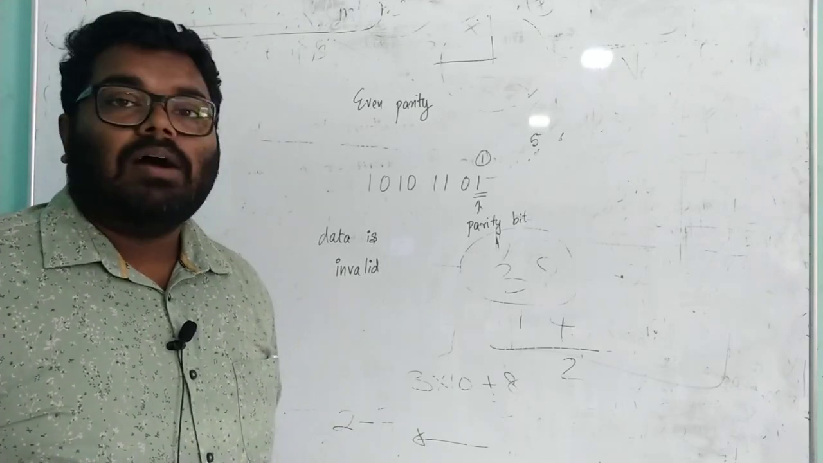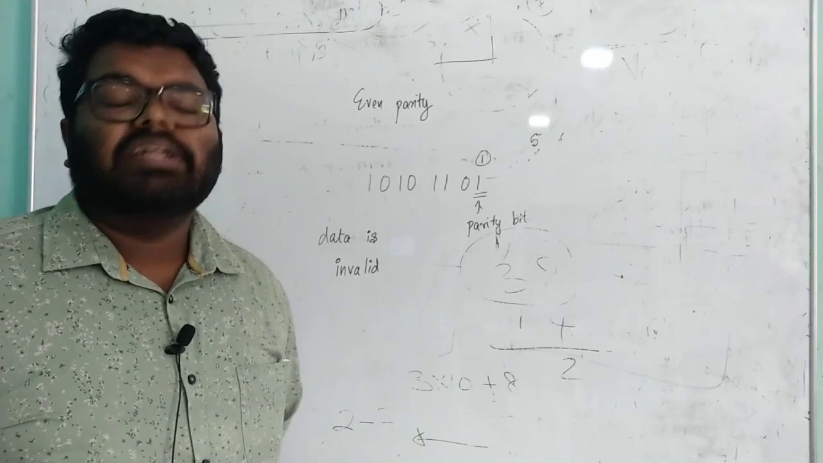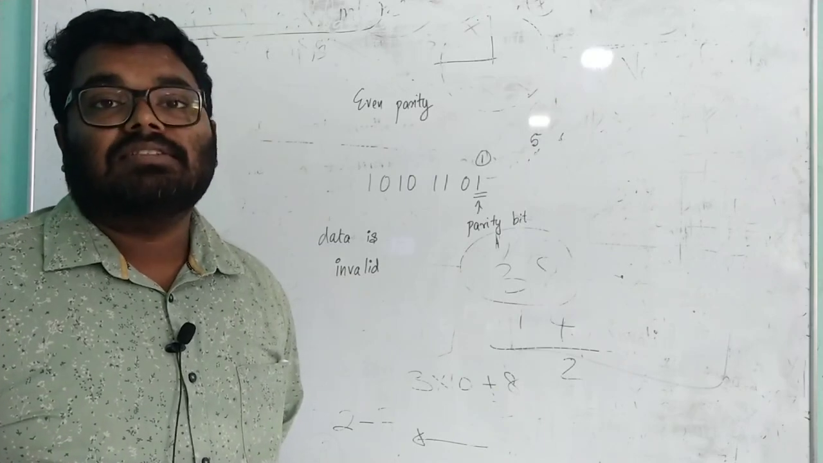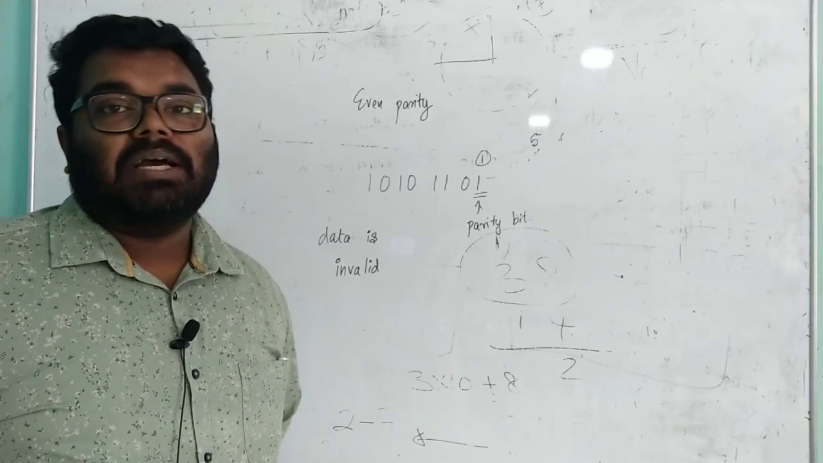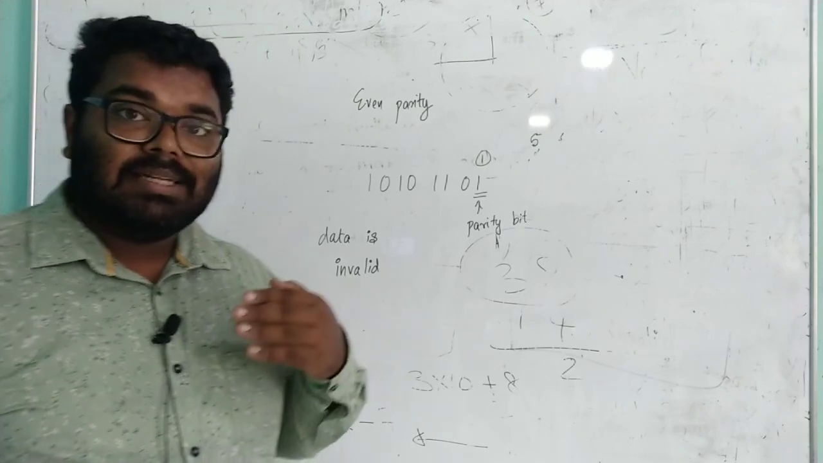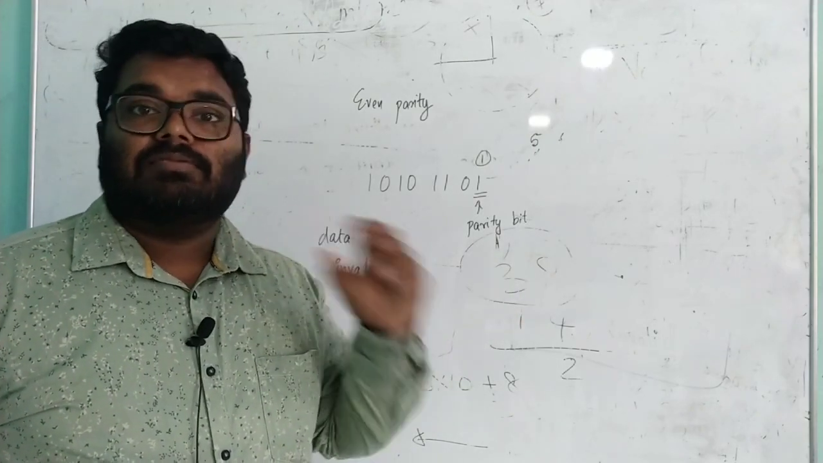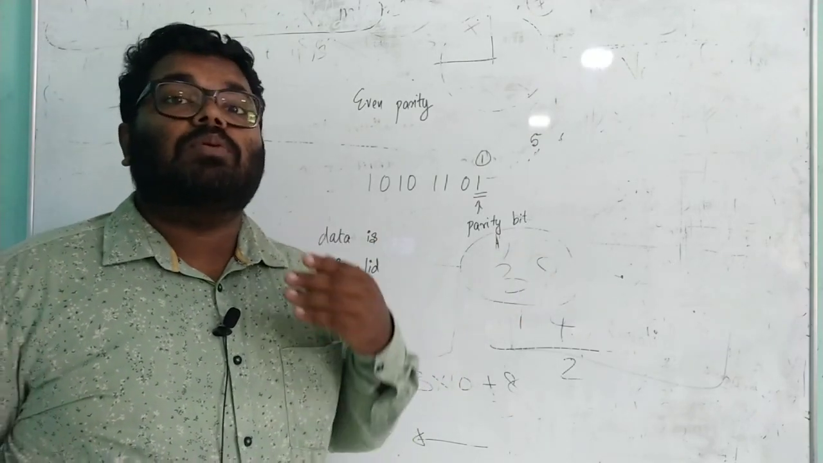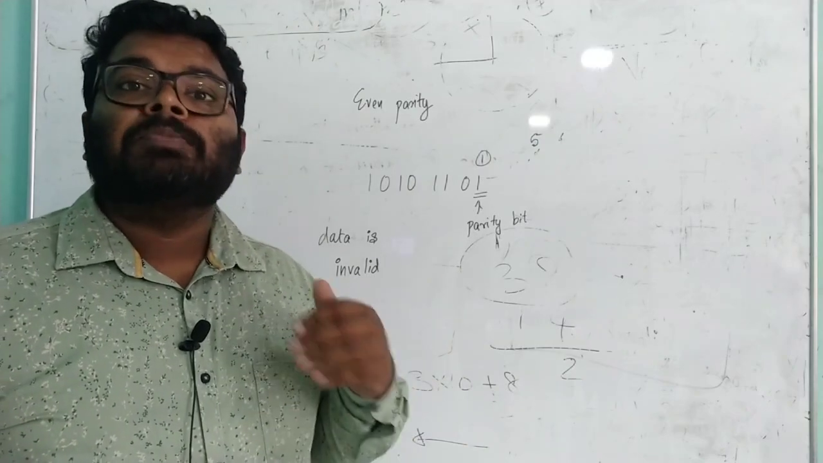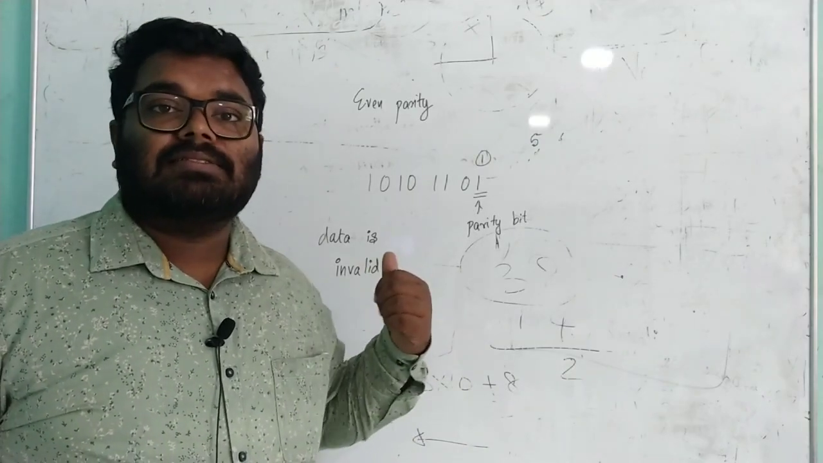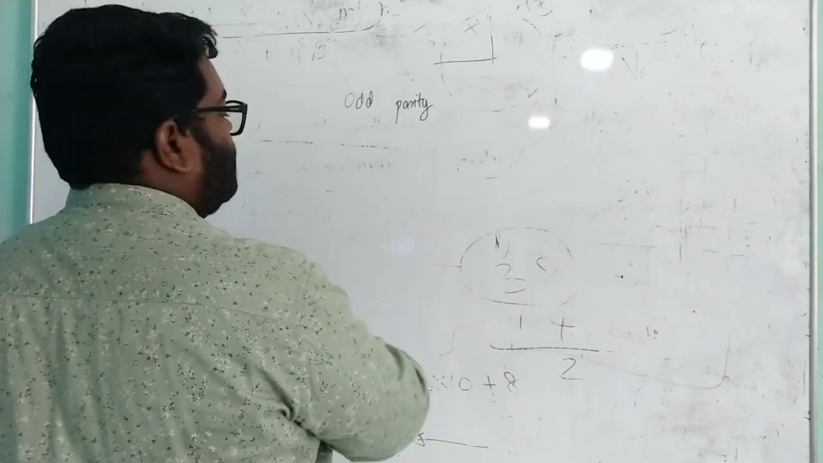Now the question is, how would you know whether it is even or odd? Obviously it will be given in the question that this data follows even parity or odd parity. When setting up a sender and a receiver for communication, they always agree what type of error checking is followed. So for even parity, this is the one, and let's look at odd parity.